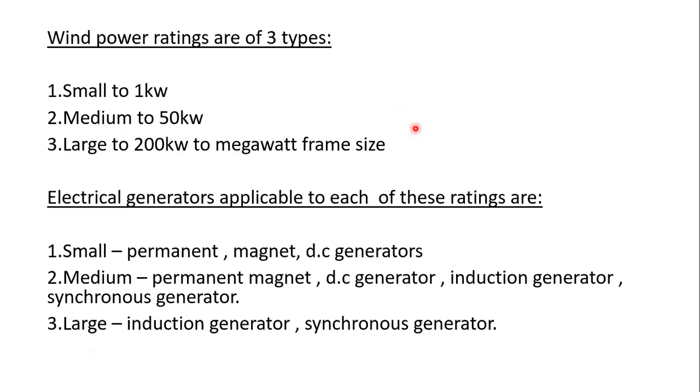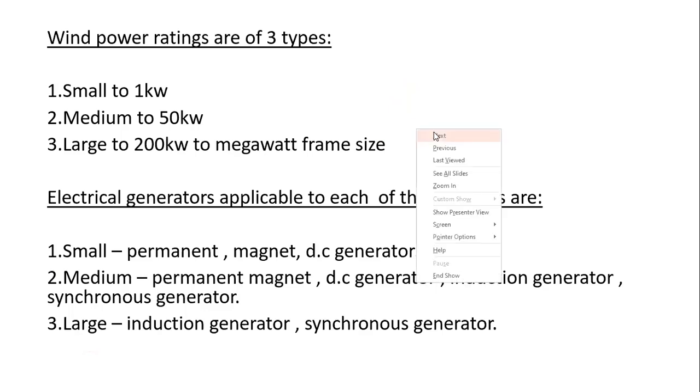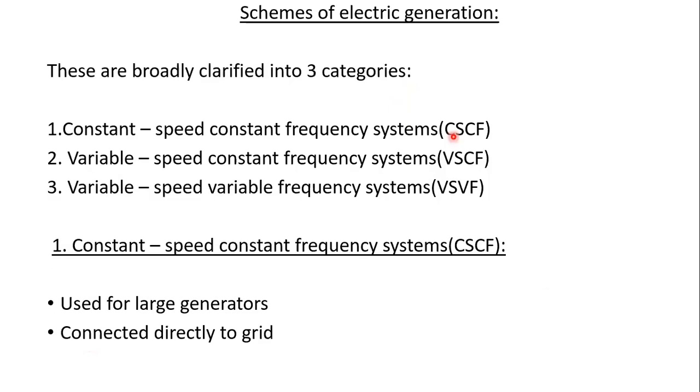Okay, next, what are the schemes of electric generation? What are the types of electric generation we will see? So these are the schemes of electrical generation. Several schemes for electric generation have been developed. These schemes can be broadly classified under three categories. First one is constant speed, constant frequency systems, denoted by CSCF.